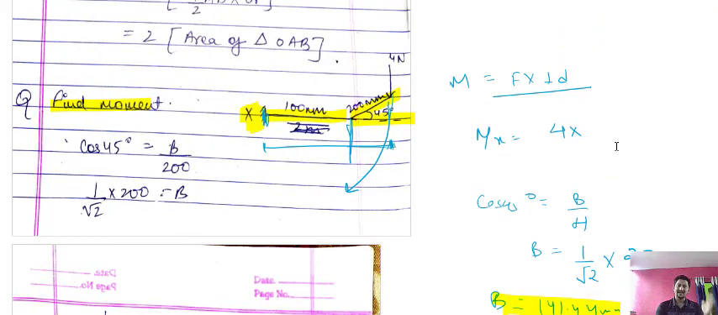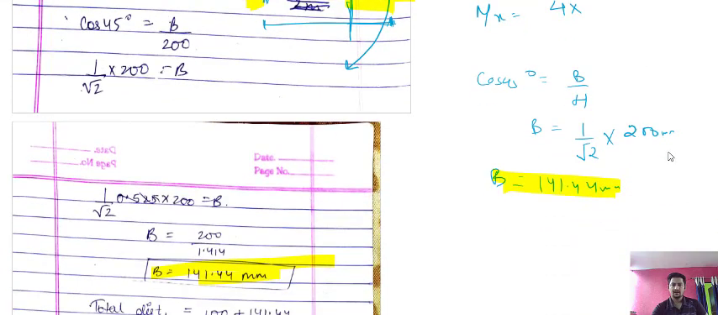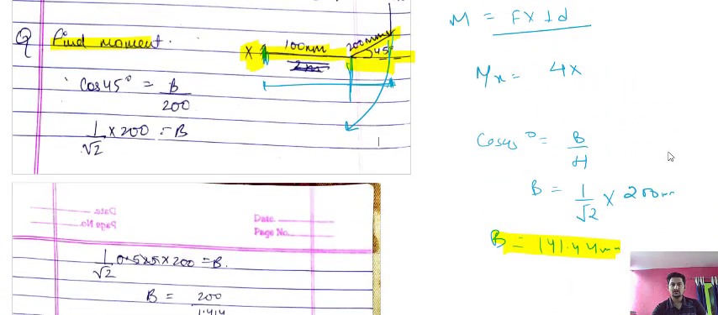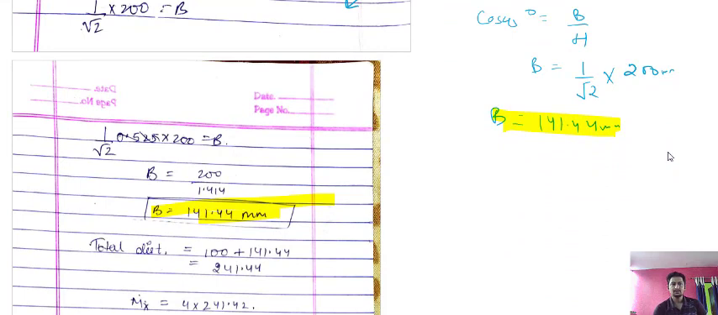As we are going towards the x direction, the force is acting here, so the force will try to rotate the beam like this. The moment is force into perpendicular distance. The perpendicular distance of 100 mm we know, and this distance we can calculate through the trigonometric function cos theta equals base upon hypotenuse, and from here we get the value of base. Now the total distance is 100 plus 141.44, which gives 241.44 mm.